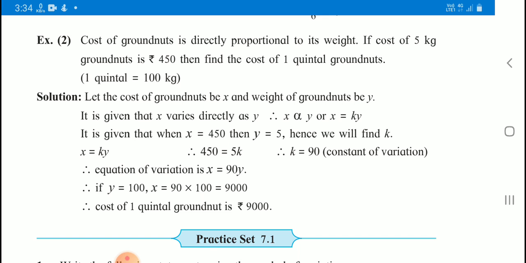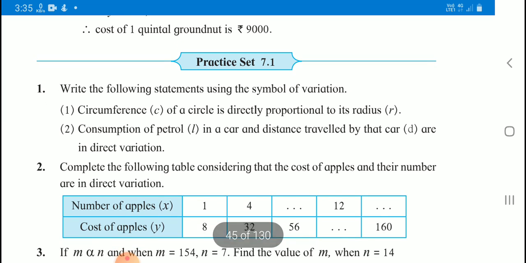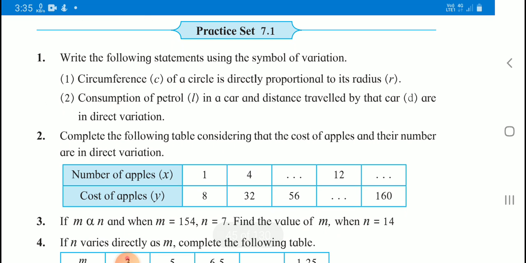Now look, directly proportional values: x varies directly as y. So x is equal to ky, x is equal to 450 and y is 5. Then the value of k is 90. So what is the value for 100 kg? It is equal to 100 multiplied by 90, meaning rupees 9,000. Okay, now using this information you have to solve practice set 7.1.